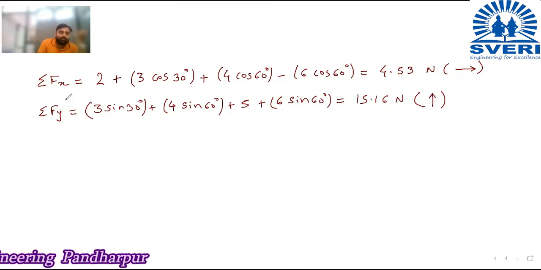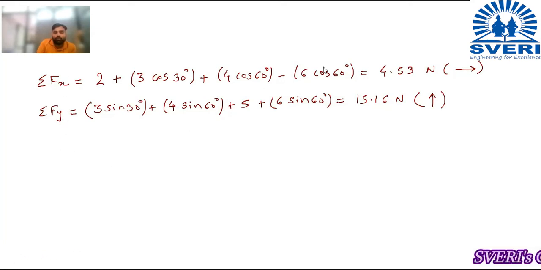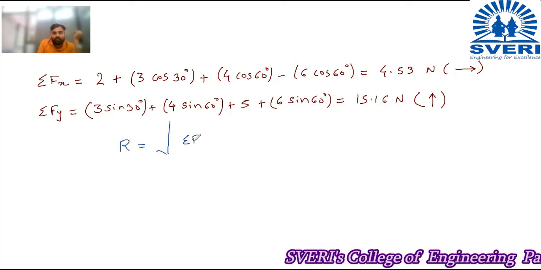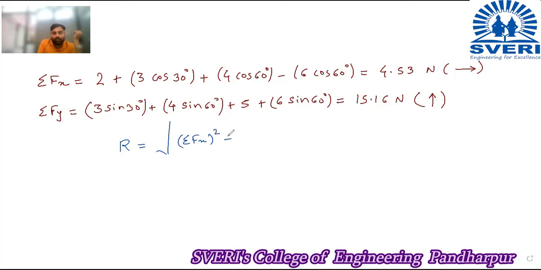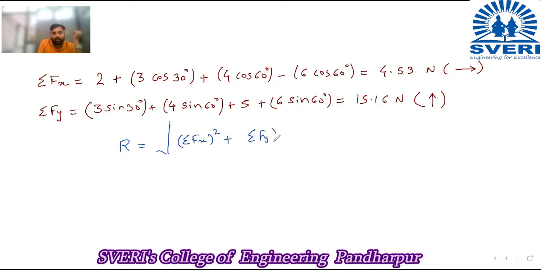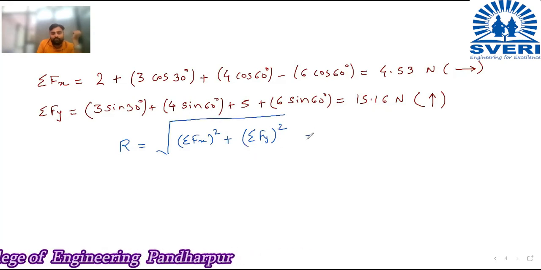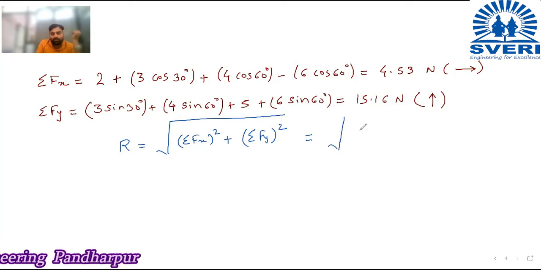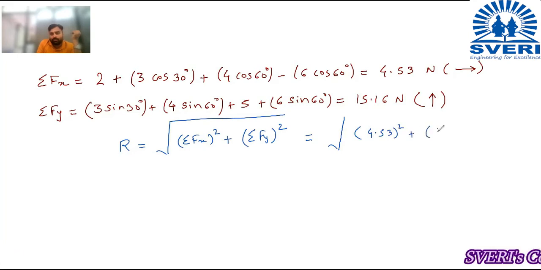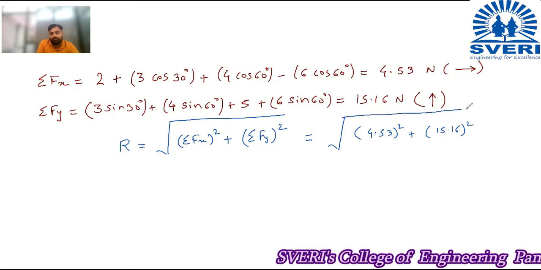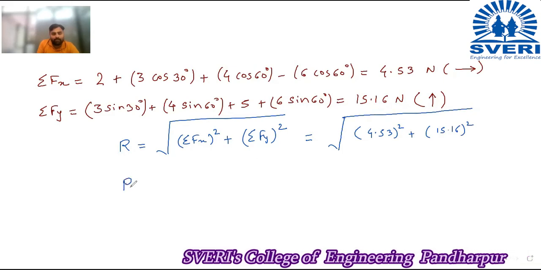Okay, now once we have both of these values, summation fx and summation fy, find out the resultant force. To find the resultant force, our formula is R is equal to under root summation fx square plus summation fy square. Now put the values in this formula. So here it is 4.53 square plus 15.16 square. Once you solve the bracket, you will get the value of resultant R.